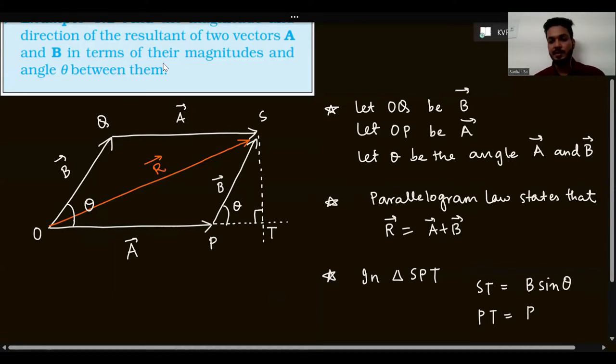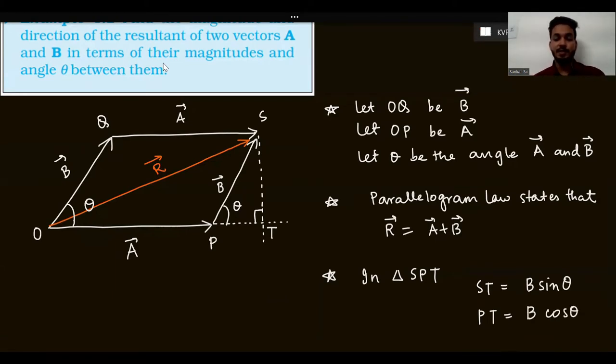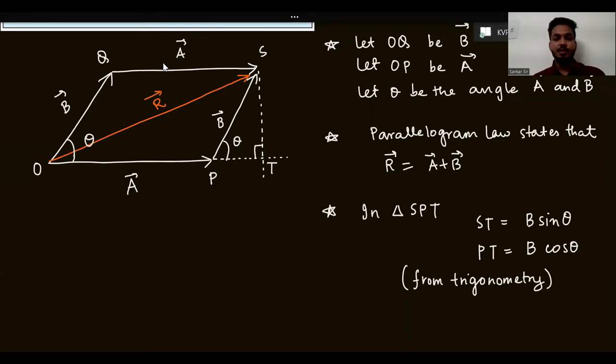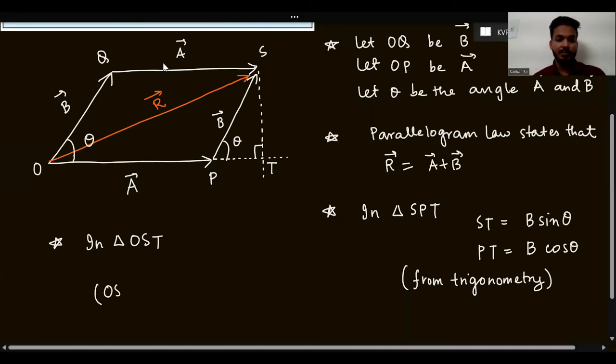I'm going to write this here. PT is equal to B cos theta. So notice how I'm writing this. In triangle SPT, ST is equal to B sine theta, PT is equal to B cos theta. You can also add this from trigonometry. I got this from analyzing this triangle SPT trigonometrically. Now the next step is in triangle OST, this big triangle OST, R is the one that we are looking for. This length OS is what we are looking for.